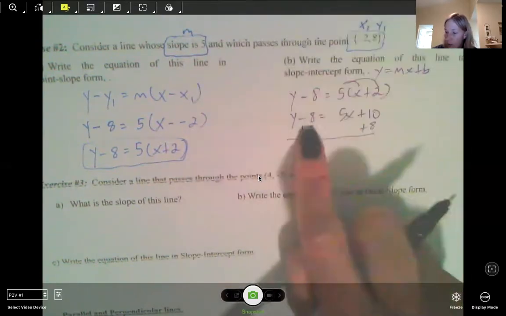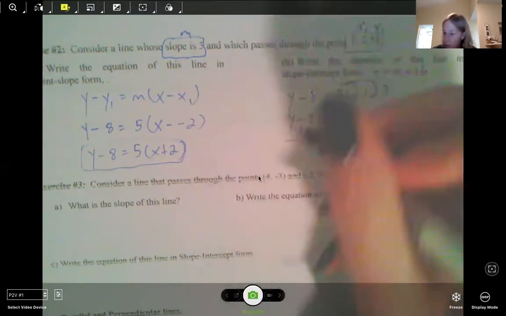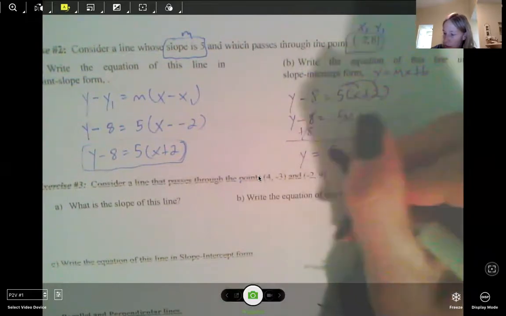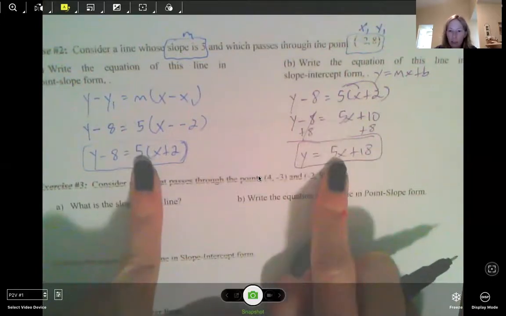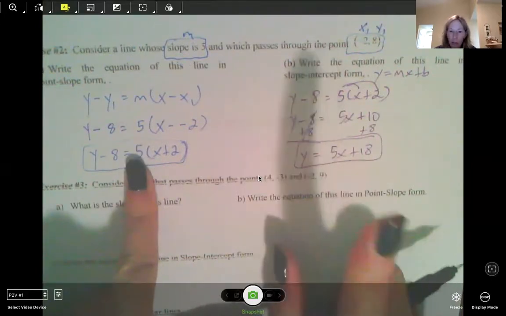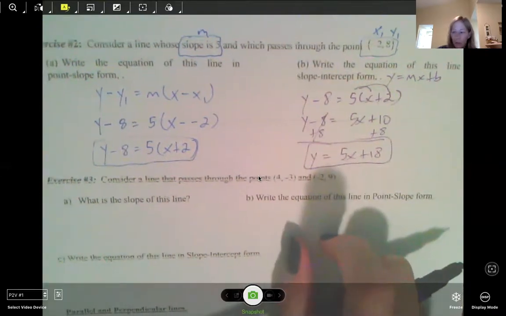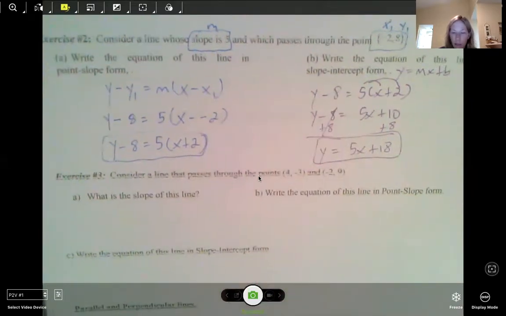Notice how we line up the things that we're adding on both sides with the like terms. This cancels over here, and we have y equals 5x plus 18. So these 2 equations are the exact same equation. This is in point slope form. This is in slope intercept form. Okay, so you'll see a problem like this in your homework as well.